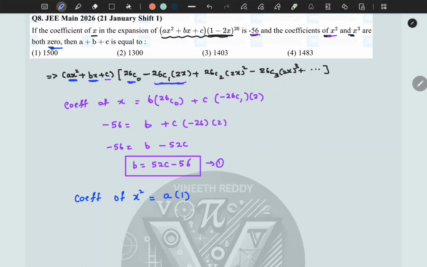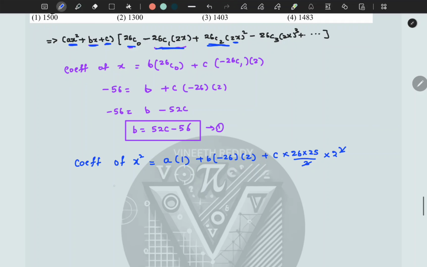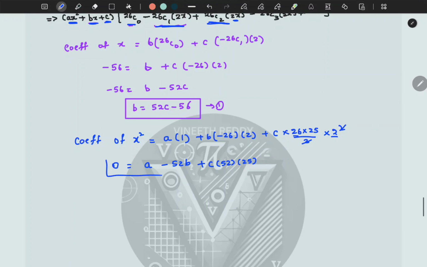Next we can multiply bx with this term, correct? So that means we get plus b into minus 26 into 2. Acha, of course 26c1 is anyways 26, so I'm directly writing now. And we can even multiply this constant with this term, so we get plus c into 26c2, which will be 26 into 25 divided by 2, into 2 square, dear students, because we have 2x whole square. I hope you have understood this. So this is 0 is equal to a minus 52b, then plus c, 26 into 2 is 52, into 25, right? Now let us say this is equation number 2. We'll see what we can do with this.